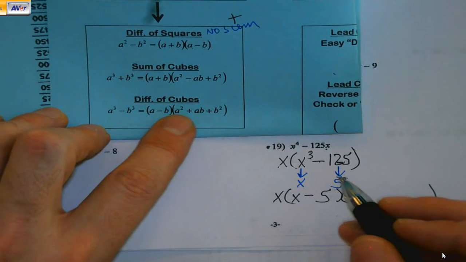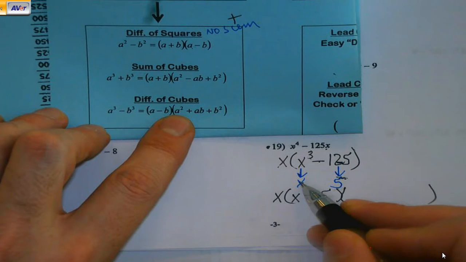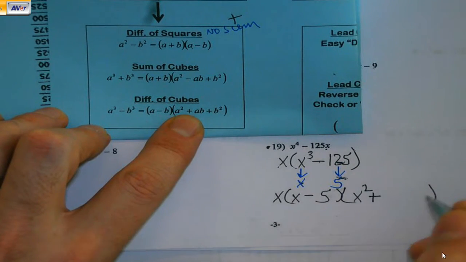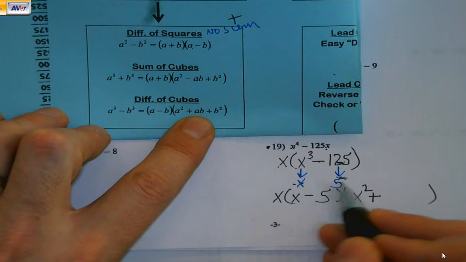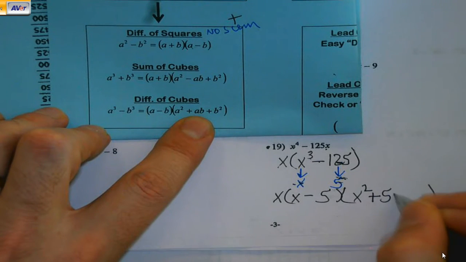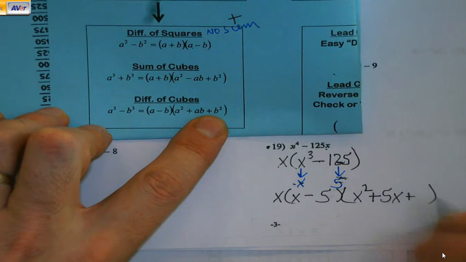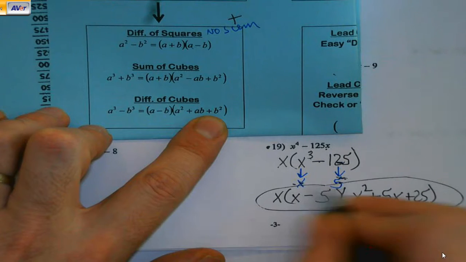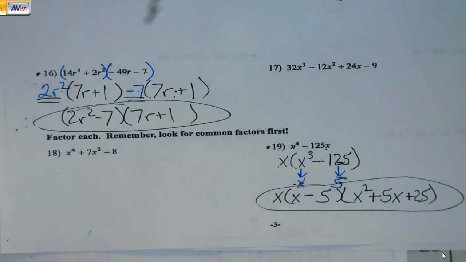When I move forward, I square my first term. This is why I write them down separately. Plus the product of my 2 terms. Plus my second term squared. Nice thing with cubes, never have to worry about breaking them down anymore. That's just going to be the end. So I can kind of see how this works.